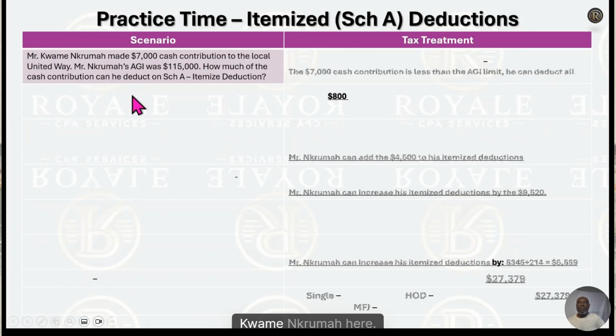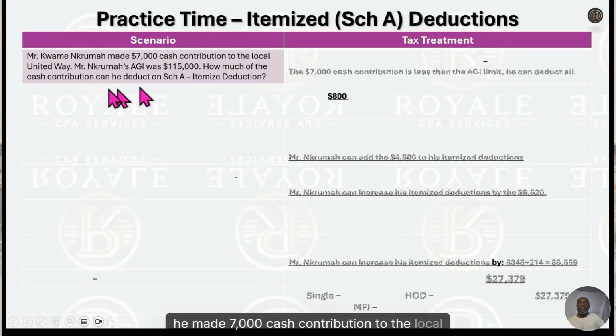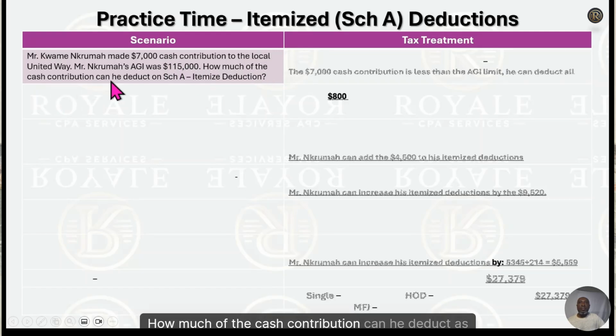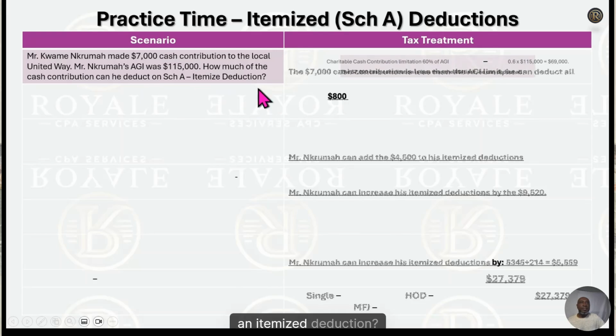Let's talk about Mr. Kwame Nkrumah here. He made a $7,000 cash contribution to the local United Way. Mr. Nkrumah's AGI, and again, for taxes, AGI and taxes go together, almost synonymous, is $115,000. He's giving $7,000 in charity cash, and his AGI is $115,000. How much of the cash contribution can he deduct as an itemized deduction?